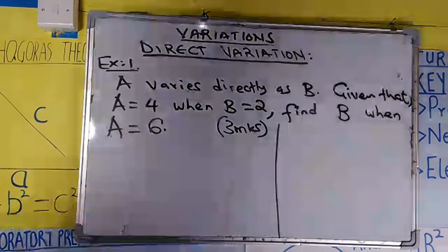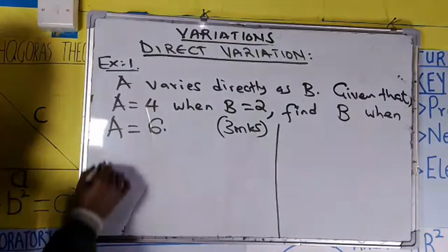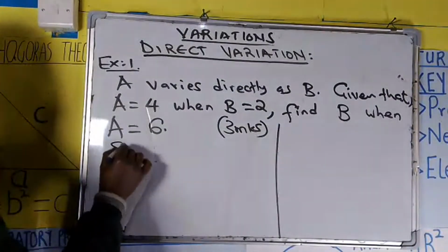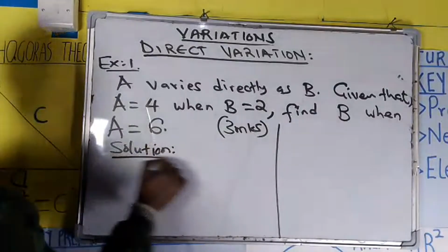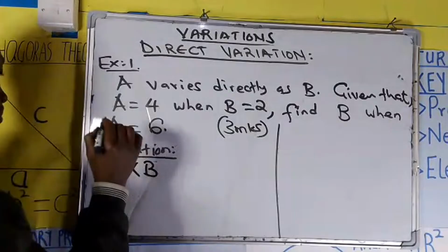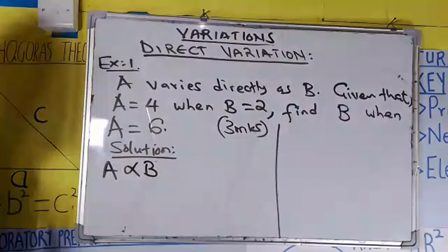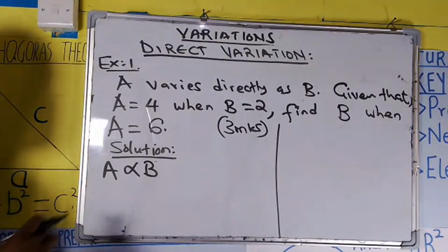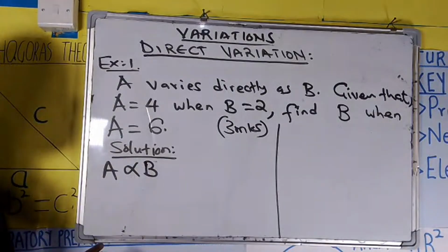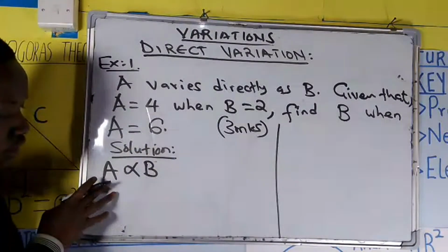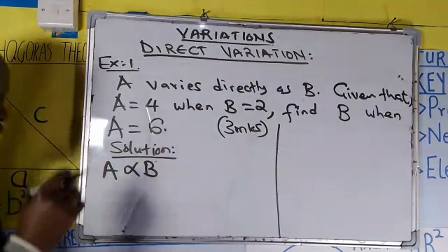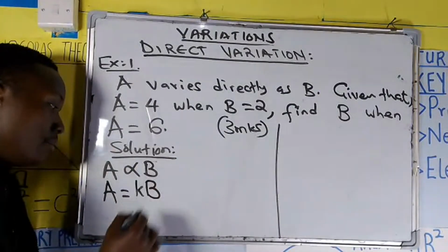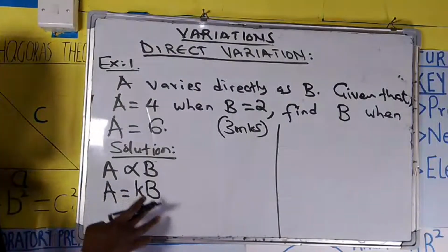Okay. A varies directly as B. When you read just that, you write A varies directly as B. So here we are at the solution. A varies directly as B, given that A is 4. So when you see this, first you introduce a constant of proportionality. So you write A is equal to K, K is small, B. A is equal to KB.